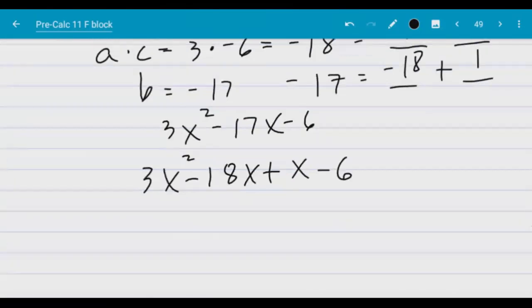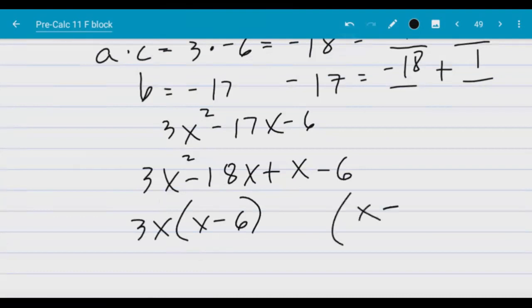And then, once again, we break this up. We factor out whatever we can from the first two terms, and that would be 3x. What would come after? x minus 6. So quickly do a check. 3x times x is 3x squared, 3x times negative 6 is negative 18x. So we're good. And also, if you're doing this correctly, you will have another x minus 6 over here.